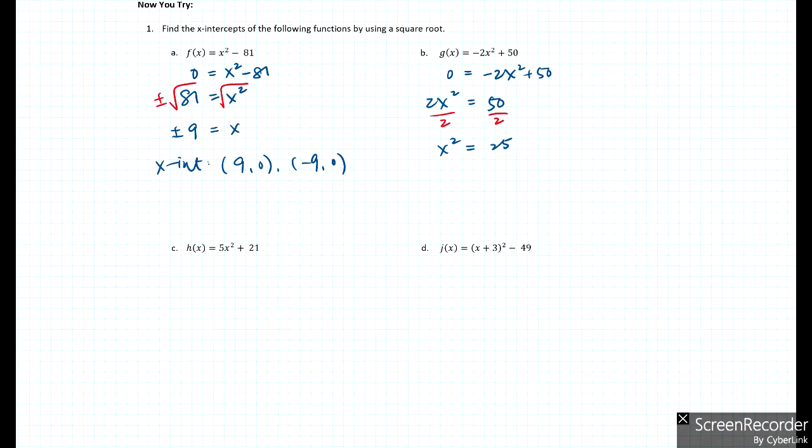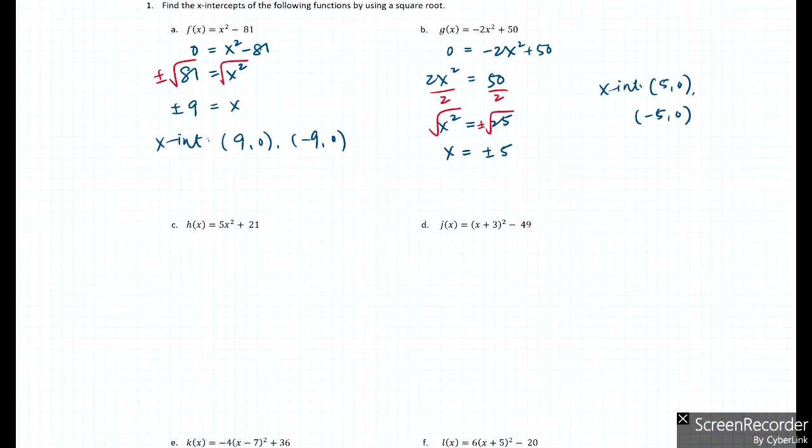Once we have a perfect square by itself, we can go ahead and take the square root. And then we have x is equal to plus or minus 5 as a result. Therefore, our x-intercepts are (5, 0) and (negative 5, 0). Moving on to part C.